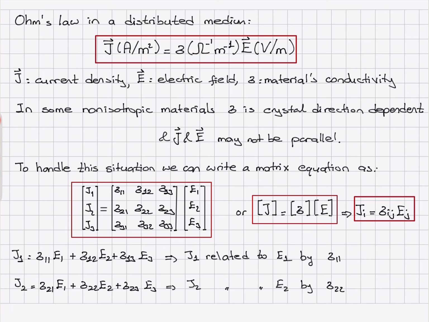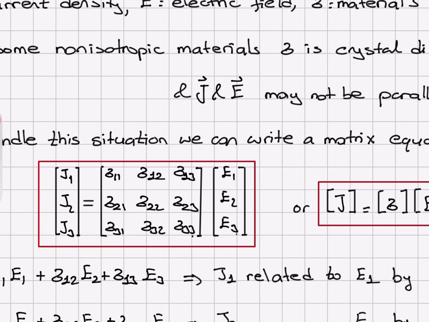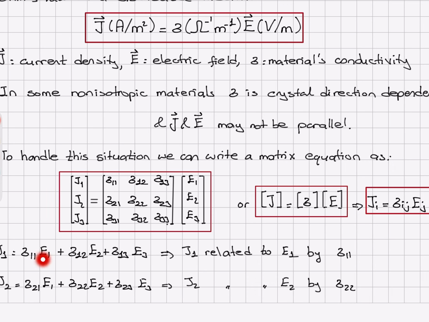and J and E may not be parallel to each other, as in the case in non-isotropic materials. Then we have to replace this equation with another equation that takes into account the possibility of having contributions to the current density in a certain direction due to other electric field components. So sigma 1, 1 tells us the contribution from E1, sigma 1, 2, E2, sigma 1, 3, E3. And when we add them up, we get J1. So this is, in subscript summation notation, Ji is equal to sigma ij ej.